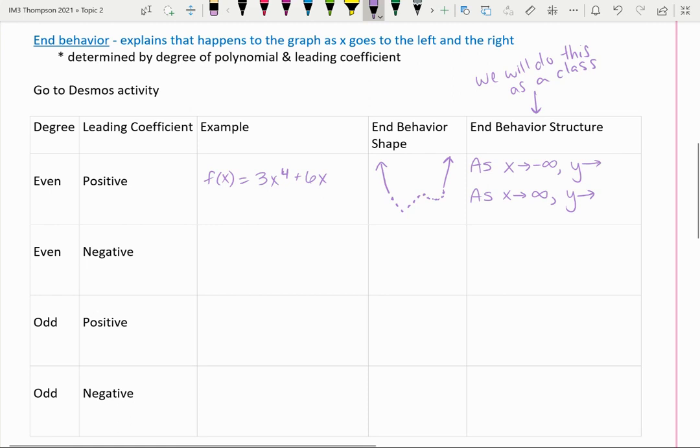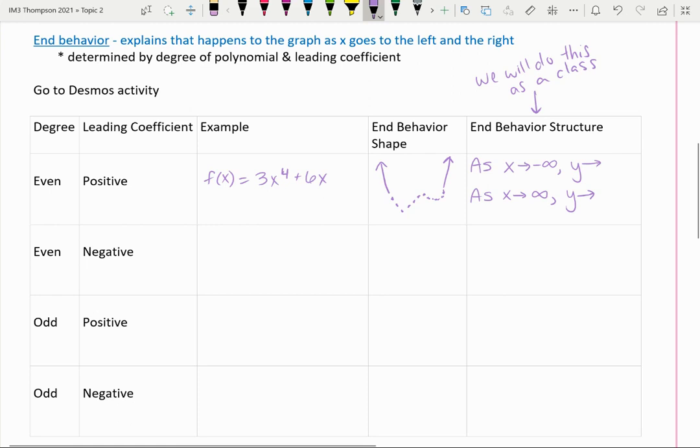So today, I'm really happy if you can recognize that when this is a 3x to the fourth as my leading term, this goes up and up. Fabulous. Great. That language is wonderful. As we develop and as we mature when talking about end behavior, our structure and our answers are going to look a little bit more like this. Again, today, just introducing it.